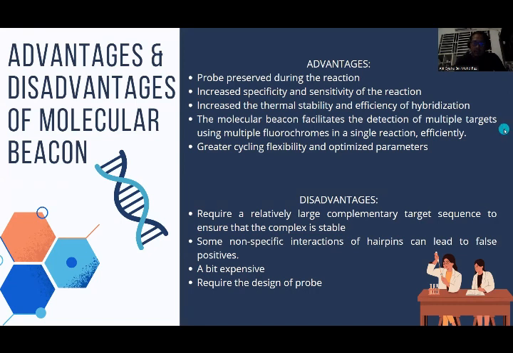The disadvantages of using a molecular beacon are that it requires a relatively large complementary target sequence to ensure that the complex is stable, and some non-specific interactions of hairpins can lead to false positives. It's a bit expensive and it requires a design for the probe.